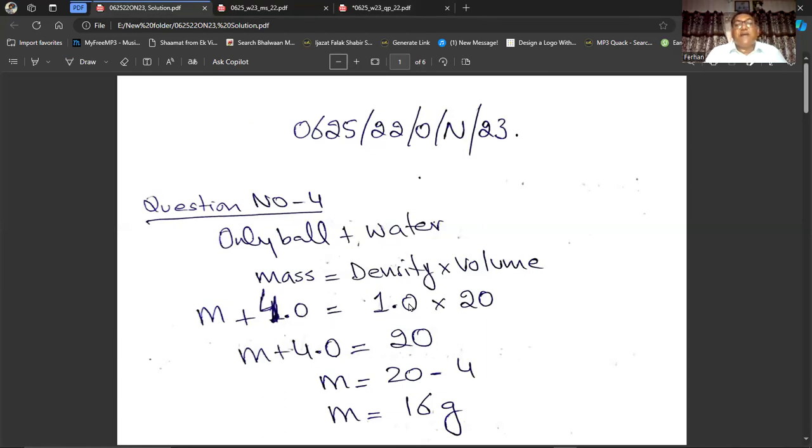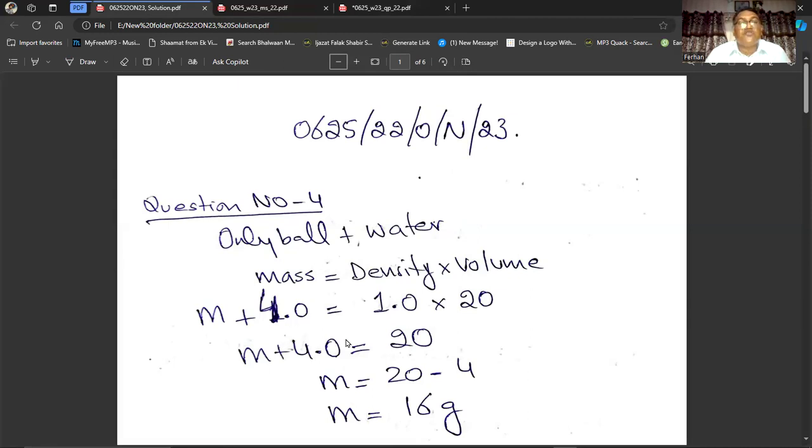The density has become 1, and the volume is still 20 centimeter cube. It's a tricky question. So the mass m plus 4.0 will be equal to 20 gram. So m will be equal to 20 minus 4, and m will be equal to 16 gram. So the water which entered into the ball, its mass is 16 gram.